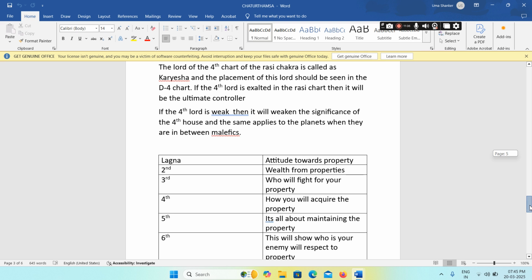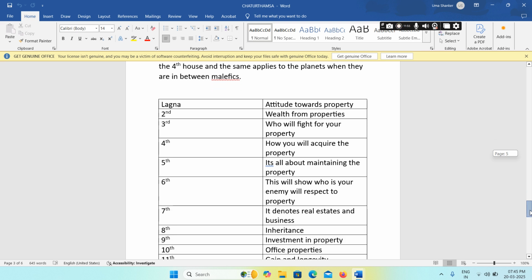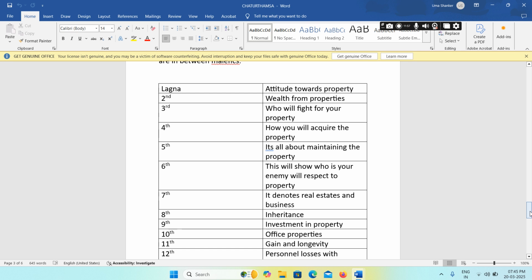Okay. Fifth house of the Rashi Chakra talks about mantras. It talks about your Pura Punya. It talks about your recognition in your career. It talks about your children. Okay, all these things. But what about in the D4 chakra? It talks about maintaining the property. Okay, how we are going about in maintaining your property. All these things you have to see. What about the sixth house of the Rashi? The sixth house of the Rashi chakra. It is short-term diseases.